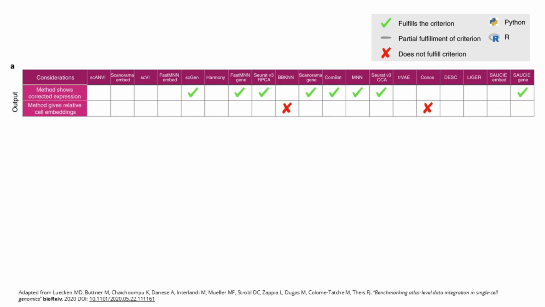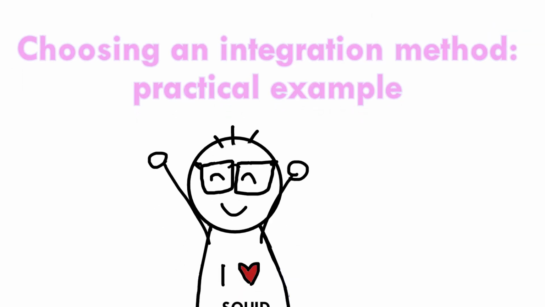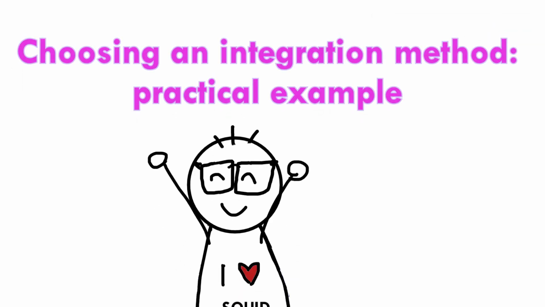And finally, the output is also very important. If you're looking to do specific downstream analyses like trajectory inference, then you need corrected gene expression values. So methods that output a graph won't be adequate. Nice. So let's put all of this theory into practice with a specific example.